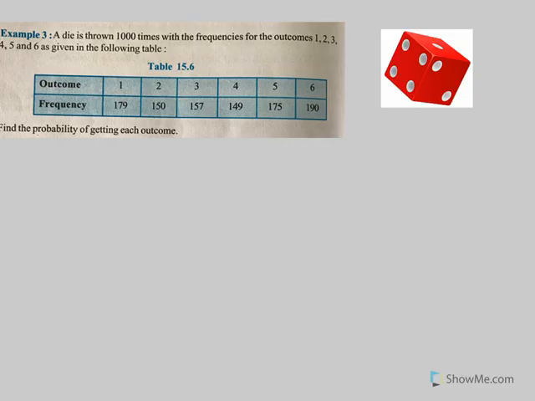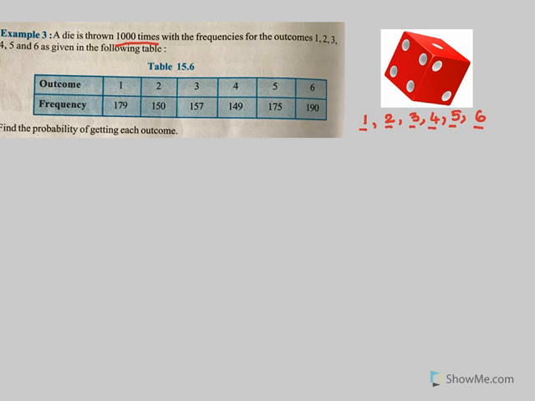A dice is thrown 1000 times with the frequencies of outcomes 1, 2, 3, 4, 5, 6 given below. Find the probability of getting each outcome. So you know a dice is a cube, and it has 6 faces. On face 1 is written number 1, then on face 2 there are 2 dots, then there is 3, and there is 4, and there is 5, and there are 6. So if you throw a dice, either you will get a 1, or a 2, or a 3, or a 4, or a 5, or a 6.